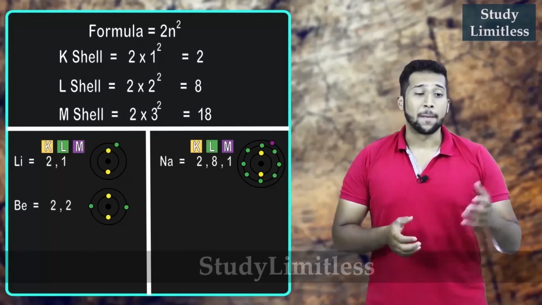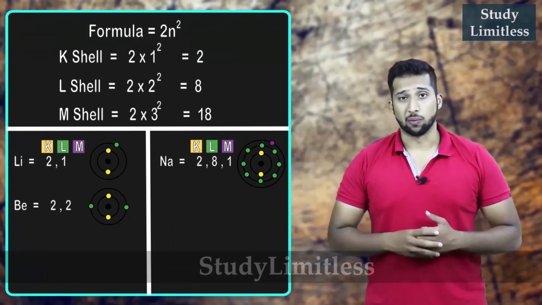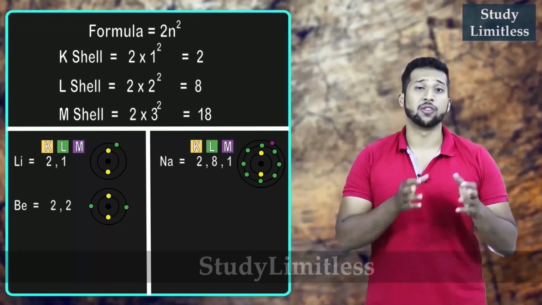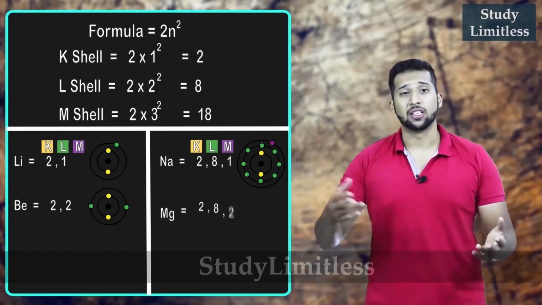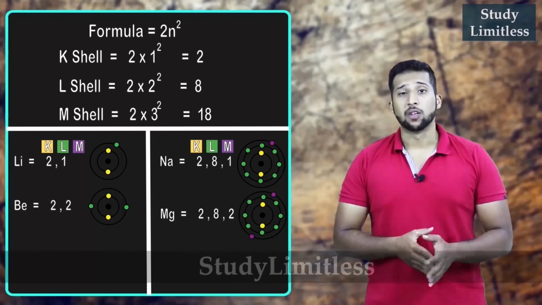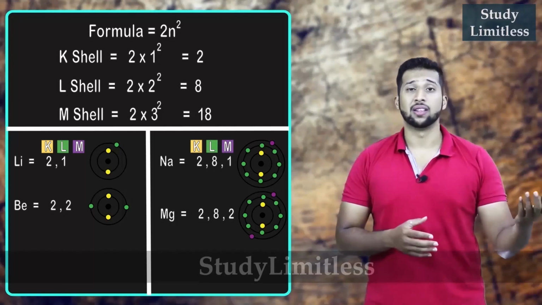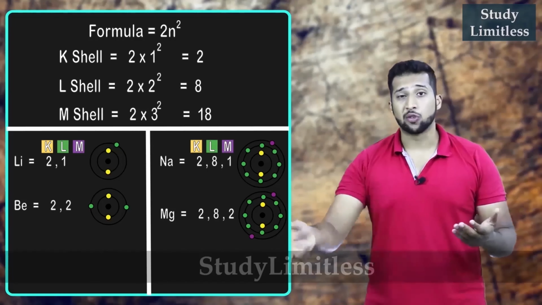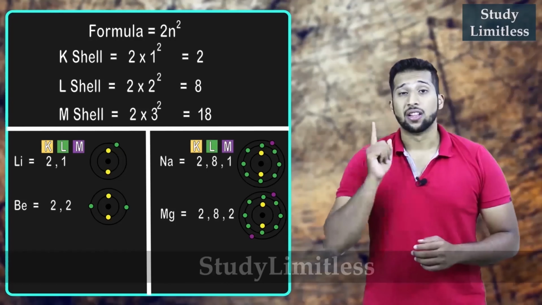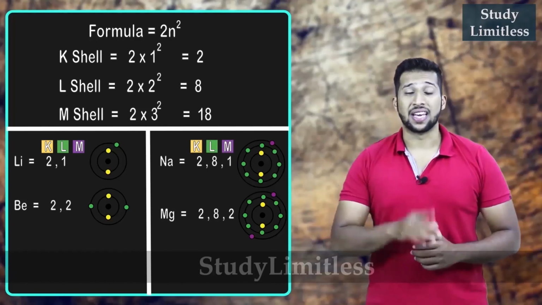Similarly, with beryllium in the second group, you have the electronic configuration of 2, 2, with 2 in K and 2 in L. For magnesium, you have 2 in the first shell, 8 in the second, and 2 in the valence shell. Again, the last shell over here is the M shell.